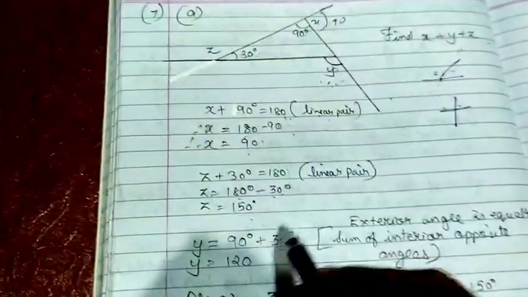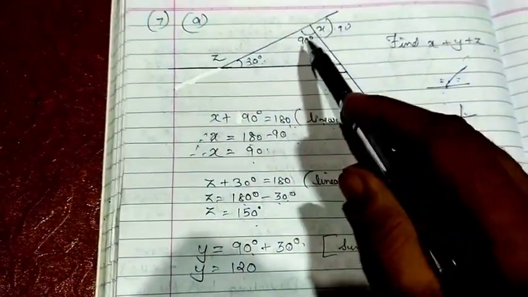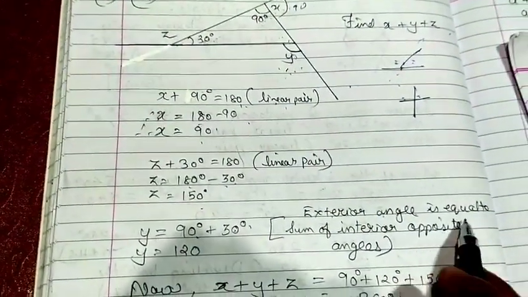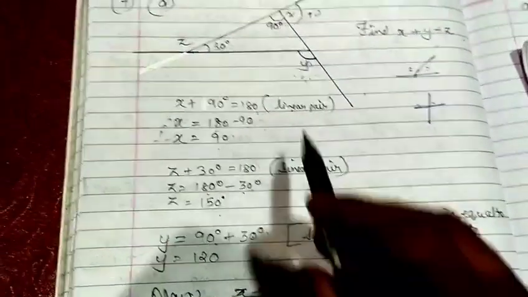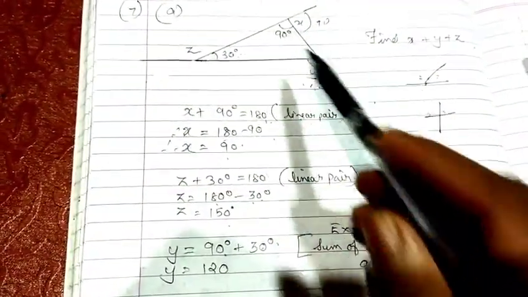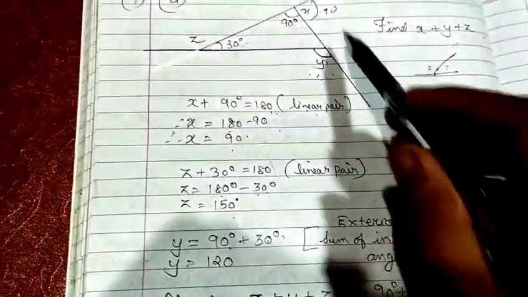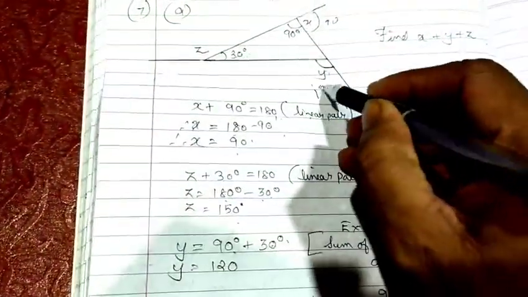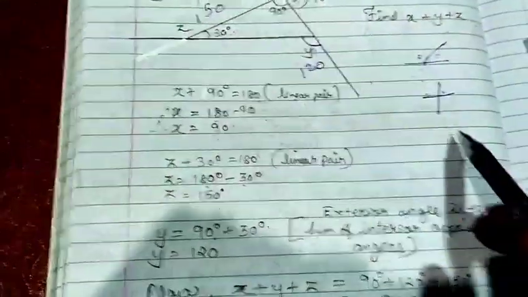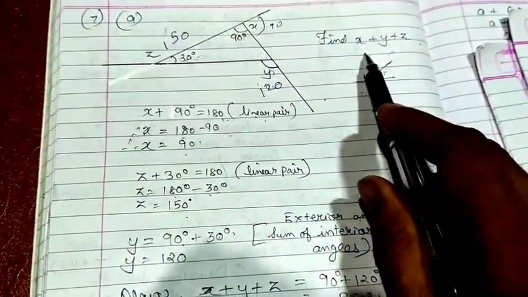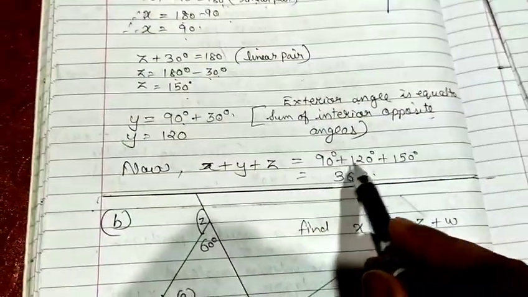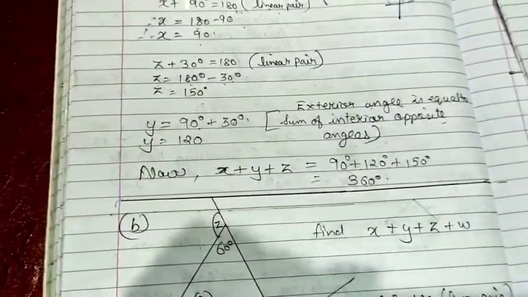Now all the values: 90 plus 30, in brackets you write down exterior angle is equal to the sum of interior opposite angles. Now we got all the values, that is x is 90, y is 120 and z is 150. Whatever they had asked, find x plus y plus z. So x plus y plus z equals 90 plus 120 plus 150, which gives 360.